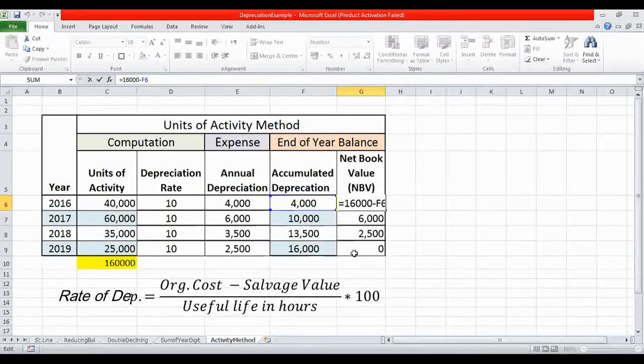But if we start with 18,000, why we are starting with 18,000? Because we want to show that at the end of its useful life, we have the scrap value. We are showing over here the scrap value, which is 2,000.